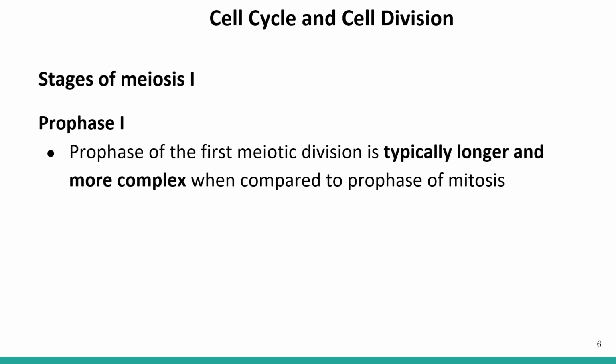Now let's talk about the stages of meiosis in detail. First, let's talk about meiosis 1. The first stage of meiosis, karyokinesis or the nuclear division, is prophase 1. So what happens in prophase? Prophase 1 is the first meiotic division, and is typically longer and more complex as compared to the prophase of mitosis. Why is it longer and more complex than the prophase of mitosis? Because prophase is further divided into many stages.